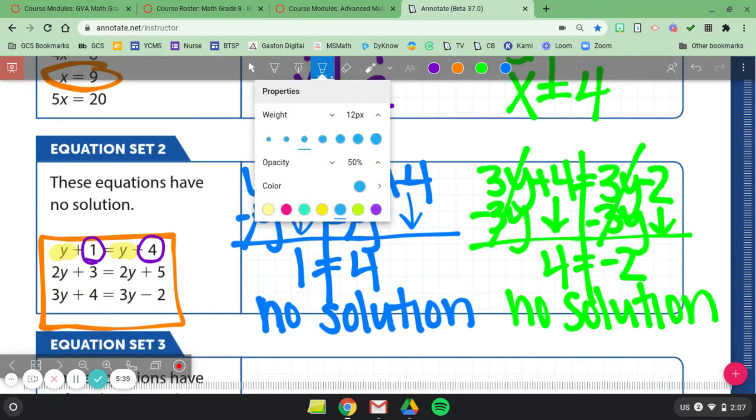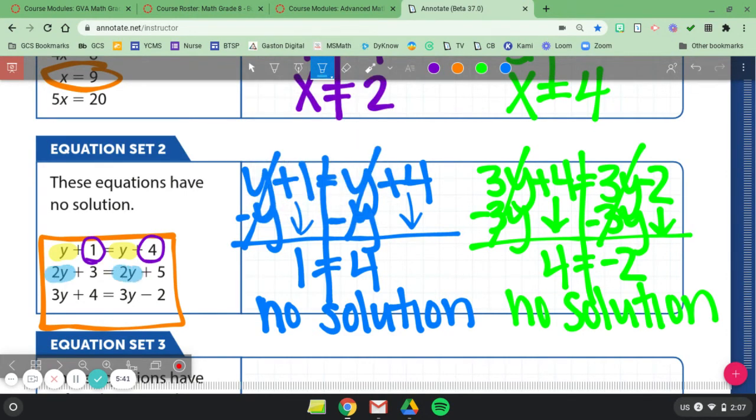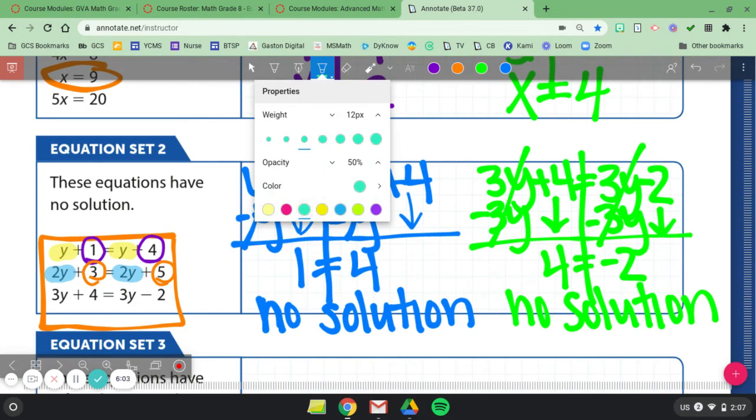Okay, let's look at the next equation. On the next one, you have 2y that is the same, but then your constants are both different, 3 and 5. Well, you can't take a number, multiply it by 2, and add 3 and expect that to be the same as multiplying by 2 and adding 5. So that won't work. There's no number that will work for that. That's why there is no solution to these three equations.